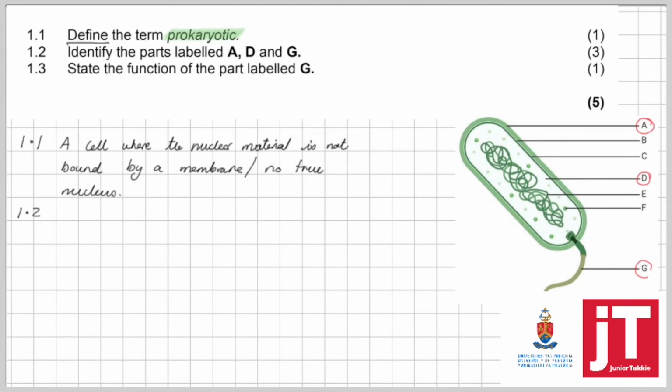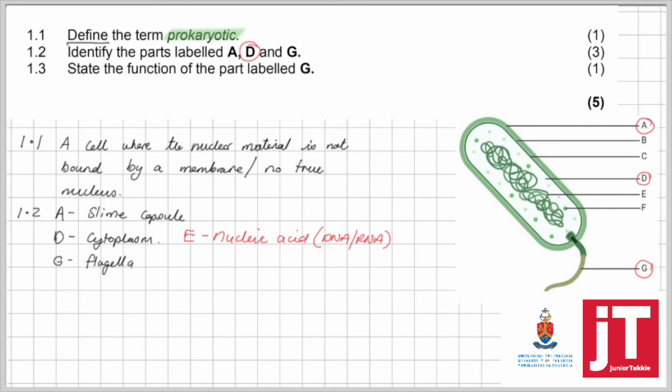Okay, 1.2, now we're only identifying labels A, D, and G. I know that in your worksheet it asks you about label E, so I'm going to include that in my answering as well. So if I identify parts A, D, and G, this should be pretty quick because we did it when we got context to this question. So we have A being the slime capsule or the slime layer, D the cytoplasm, but we're including label E here as nucleic acid, which is either DNA or RNA, and we're going to identify label G as the flagella.